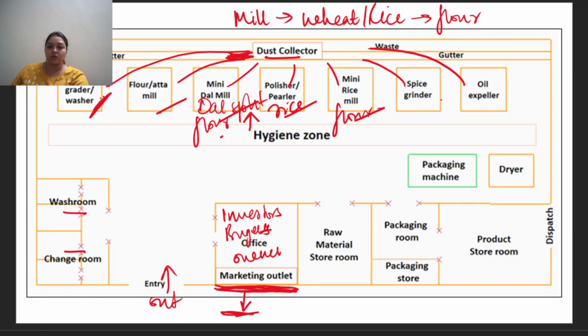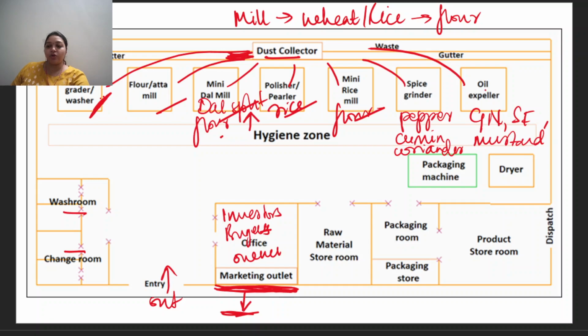Anything is possible. Then a spice grinder, for example, for making pepper powder, cumin powder, coriander powder, garam masala, chili powder, all that. Then an oil expeller, which can be for groundnut, sunflower, and mustard. Correct? If you give them groundnut, they'll put it here and you will get the oil, right? So this is how they have created their layout.